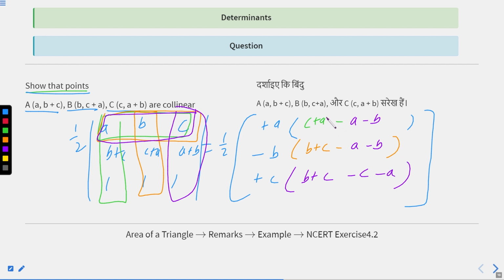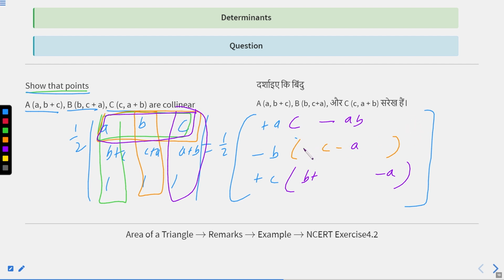Now this a gets cancelled, this b gets cancelled, and this c gets cancelled. You are only left with AC, and after multiplying, what will you get? AC minus AB. AC minus AB, or BC, you can say, minus AB.